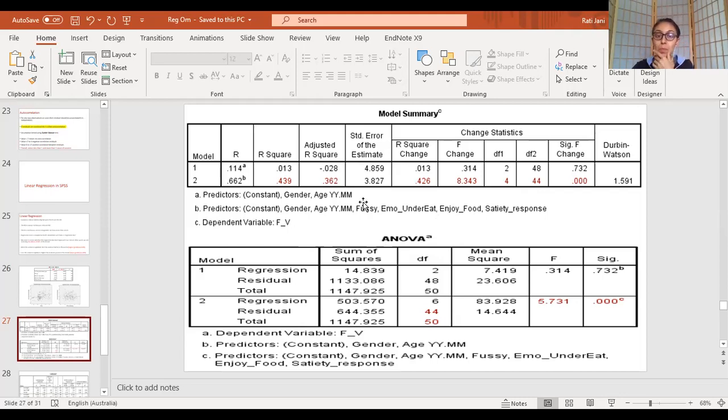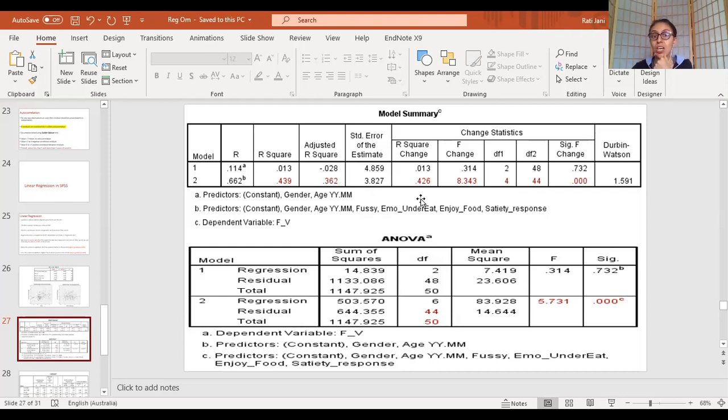Okay, so I hope that makes sense. 36.2% of the reasoning as to why children are having less fruit and vegetable intake is because of their eating behaviors, because of their age, because of their gender, and so on and so forth. So that is what it means in simple terms. That is what adjusted R square stands for.